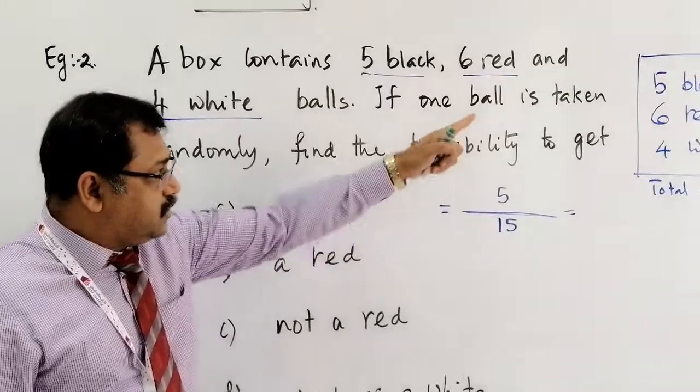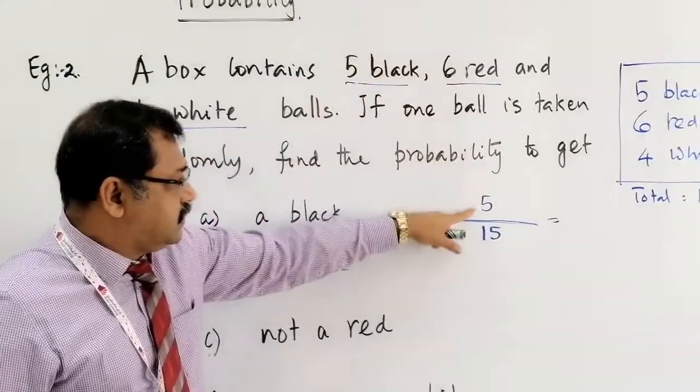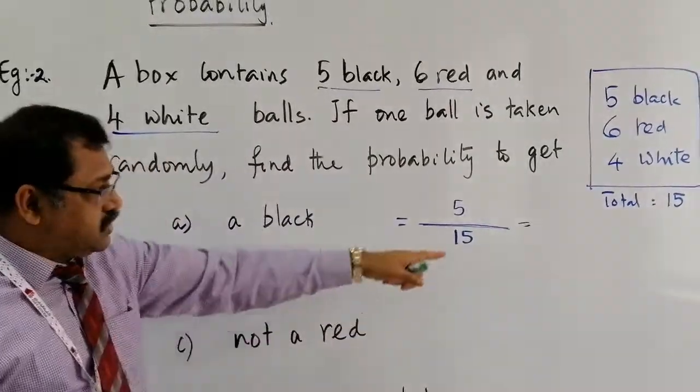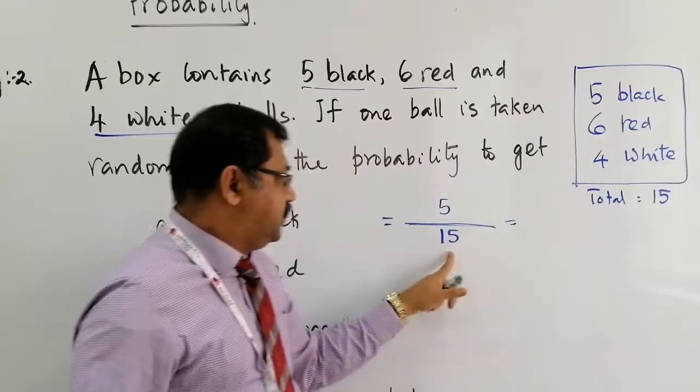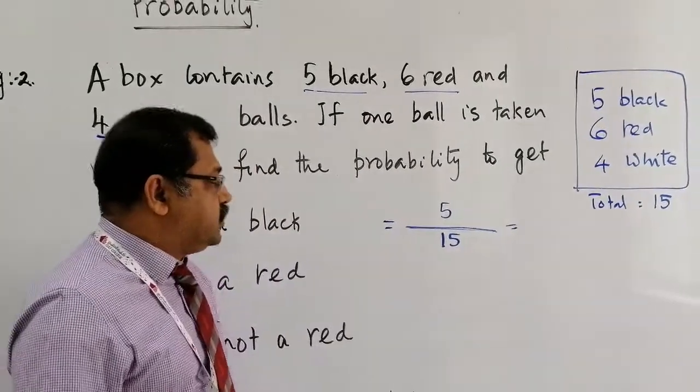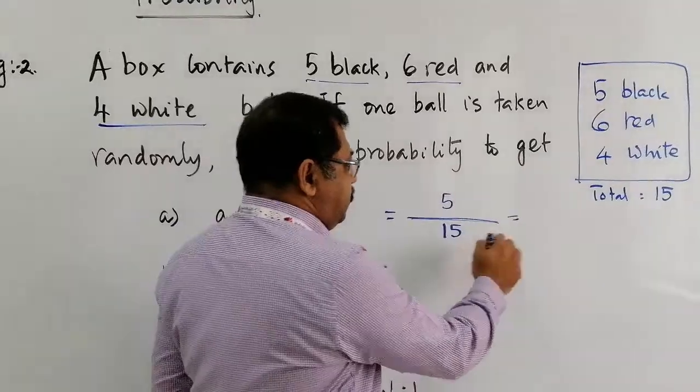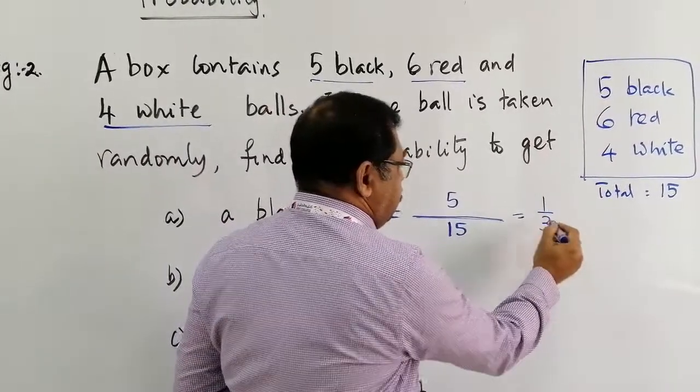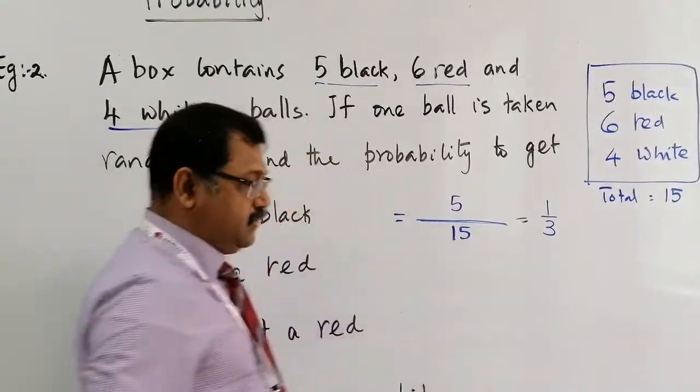So you have to look at how many black balls are there? 5, divided by the total number of balls in the box, which is 15. So we can simplify it: 5 by 15 means 1 divided by 3. We can divide by 5 on both sides.